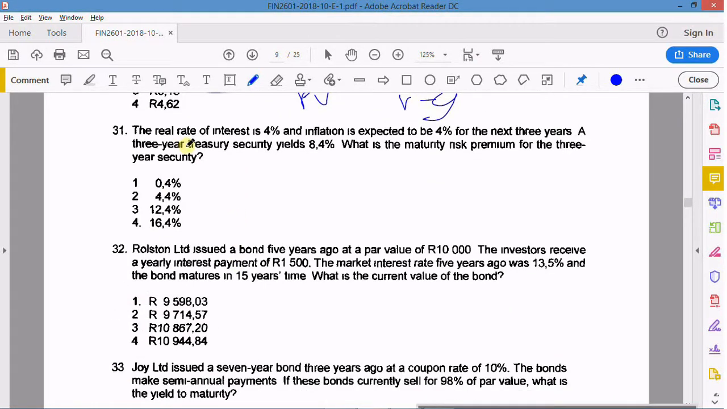Okay, number 31. The real rate of interest is 4%. Here's the real rate. That's actually economics. Remember, real relates to inflation. Inflation is expected over the next 3 years at 4%. A 3-year treasury yields 8.4. What is the maturity risk premium for the 3-year security? So you've got the real, you've got the inflation, and you've got the security interest rate. You're not working out the real return, they just want the maturity risk premium. So it'll be 8.4% minus the real rate of interest, and inflation is expected to be 4%.